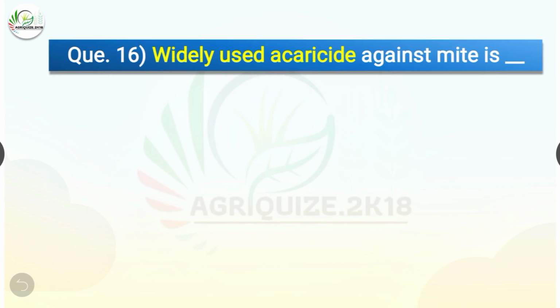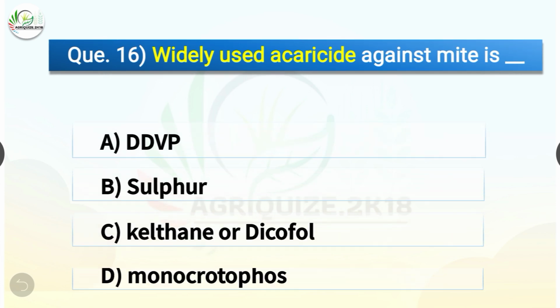Widely used acaricide against mite is dash. The options are DDVP, sulfur, kelthane or dicofol, or monocrotophos. The correct answer is option C, kelthane or dicofol. So widely used acaricide against mite is kelthane or dicofol.